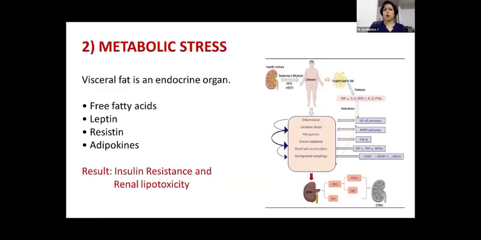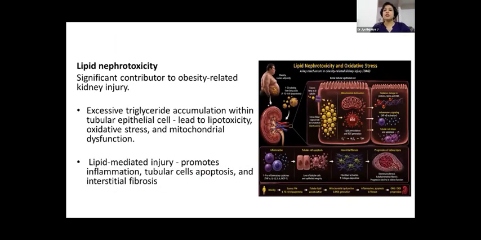Now, the second pathway, metabolic stress. See, visceral fat is not an inert fat. It acts like an endocrine organ. It produces several free fatty acids. There is increased production of leptin, resistin, and several other inflammatory mediators. And as Sir rightly told, there is increased production of aldosterone releasing factor and increased aldosterone production. So everything culminates in insulin resistance and renal lipotoxicity. So lipid nephrotoxicity or renal lipotoxicity is a significant contributor to obesity-related kidney injury.